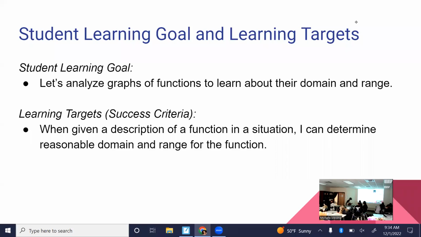Before we move on to the warm-up, going over it, let's talk about the goal for today. So we are on lesson 11, domain and range part 2. Today we'll be analyzing graphs of functions to learn about their domain and range. When you're given a description of a function in a situation, determining a reasonable domain and range is what we will be doing.